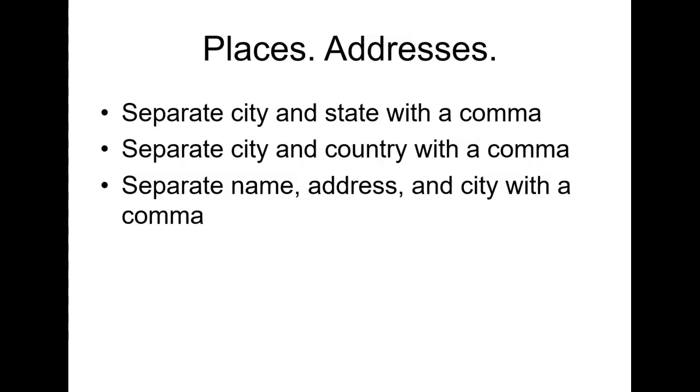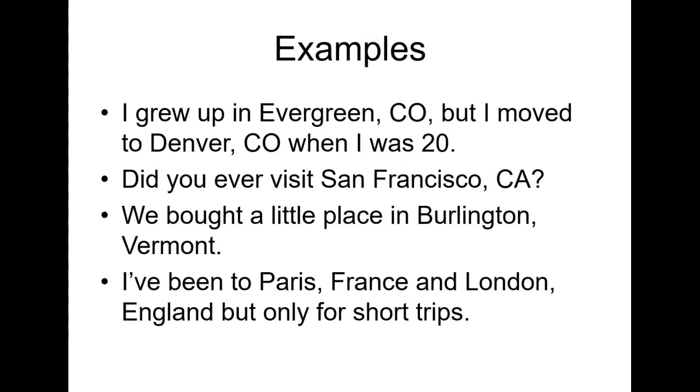The first one is that you use a comma to separate the city and state. The next one is that you use a comma to separate the city and the country. And then the last example is that you separate name, address, and city with a comma. Now, let's look at the specifics here so that we can see some examples. This usually helps. So here's my first example.